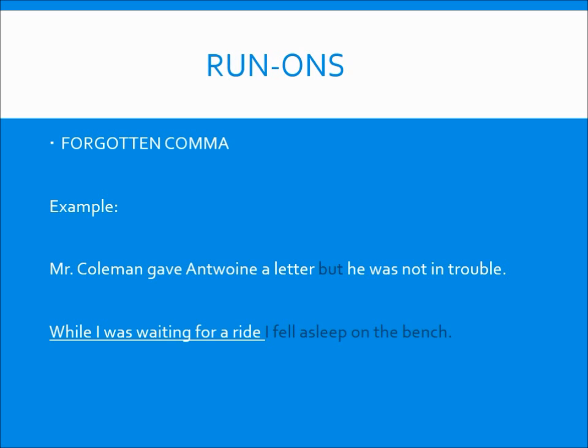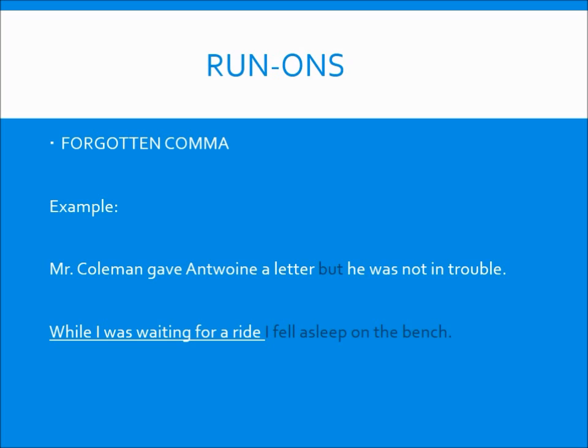Now, another example of a run-on sentence is when you're almost there but you forget a comma. What do I mean by that? Look at this example. Mr. Coleman gave Antoine a letter but he was not in trouble. Well, here, let's see how many sentences we have. The first sentence is Mr. Coleman gave Antoine a letter. The second sentence we have is he was not in trouble.